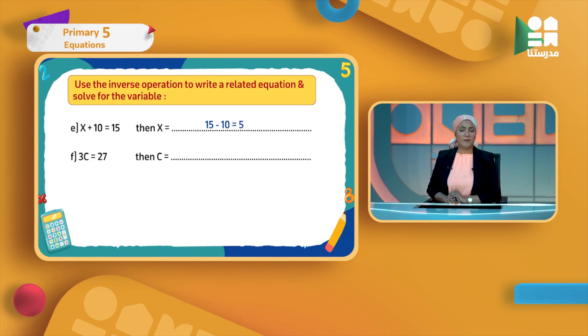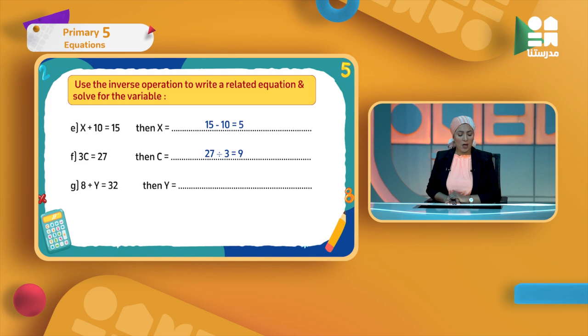3c equals 27. 3c means 3 times c. So 3c, or 3 times c, equals 27. The 3 goes to the other side with the opposite sign, which is divided. So c is equal to 27 divided by 3 equals 9.